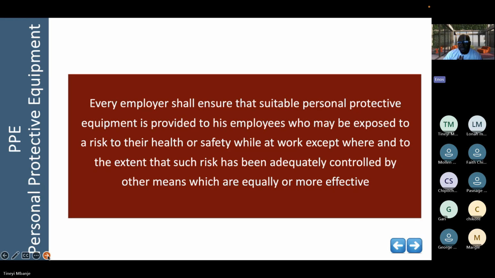So it is every employer's responsibility to be able to provide PPE. Please, let's go to the next.